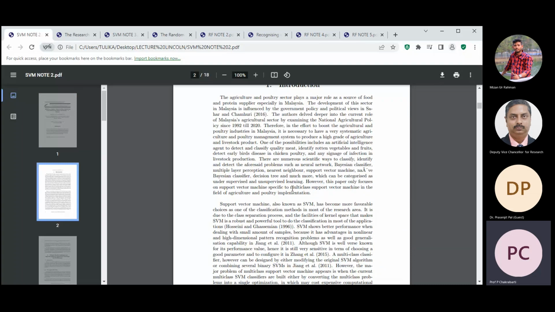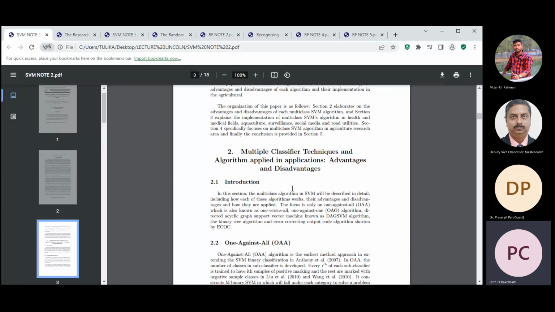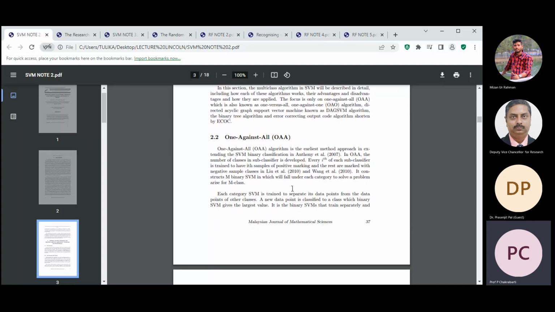I'm not going into the details here. One thing is the one-against-all algorithm, which was there initially. If there are a certain number of classes, they have used separate data points: each category of SVM is trained to separate the data points from the data points of other classes. Through a Venn diagram you can understand that if there are certain classes, the intersection consists of the common features, and those common features are basically the desirable features.